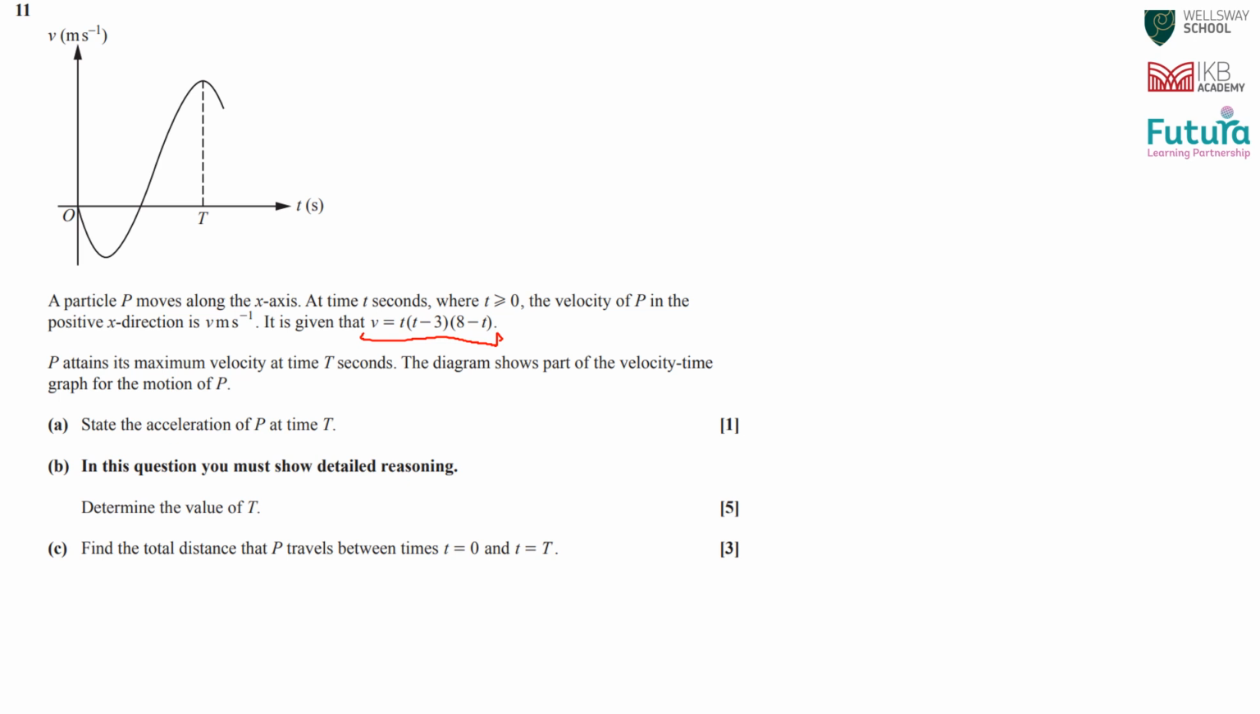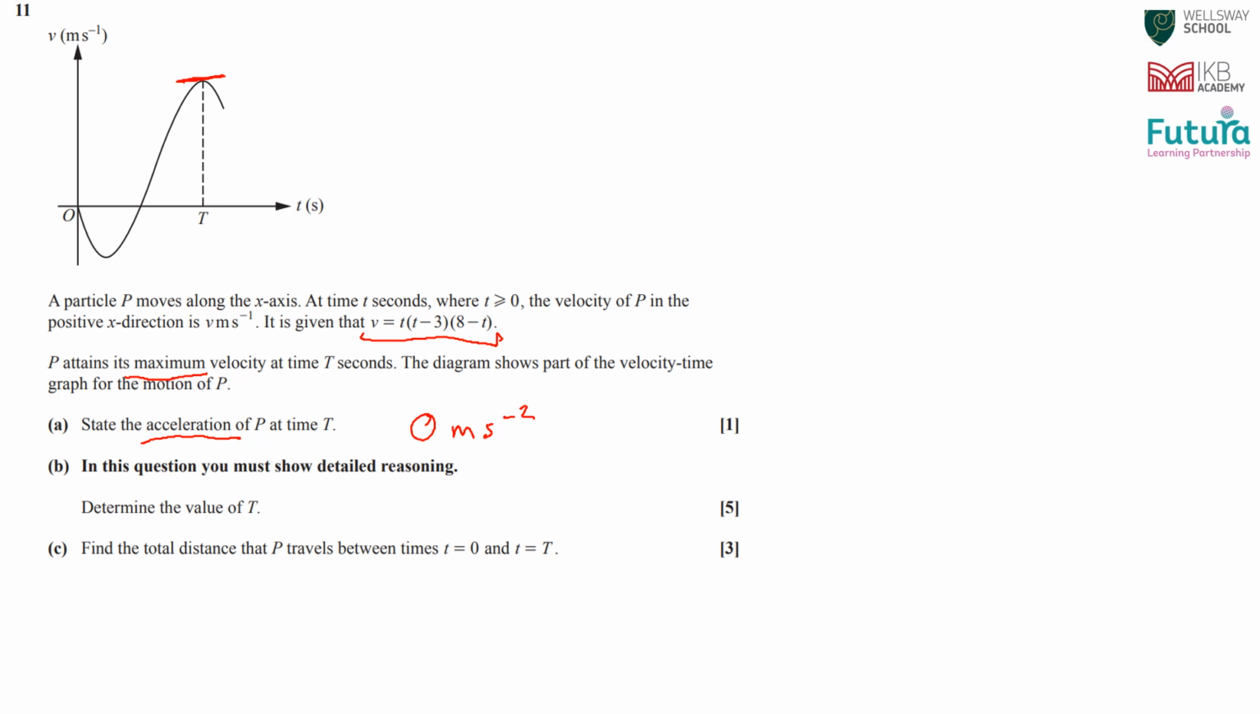P attains its maximum velocity at time t seconds. The diagram shows part of the graph of the motion of P. Part A, state the acceleration of P at time t. So right here, at a turning point, the acceleration is 0. The velocity is at its maximum here. You can tell that by looking at the graph. Whenever the velocity is at its maximum or minimum, the acceleration is 0. So it's just 0 ms minus 2.